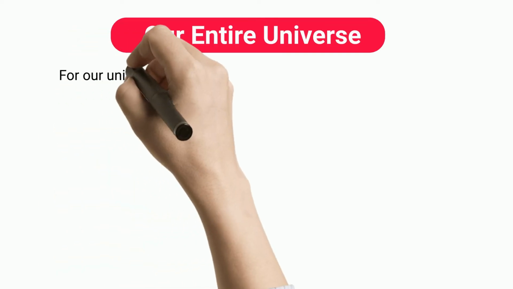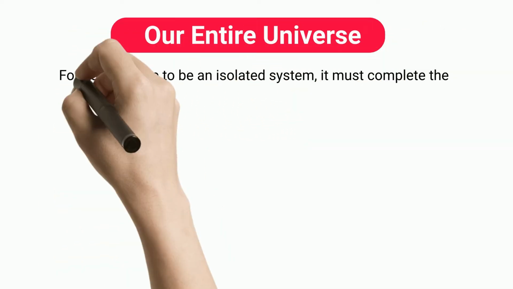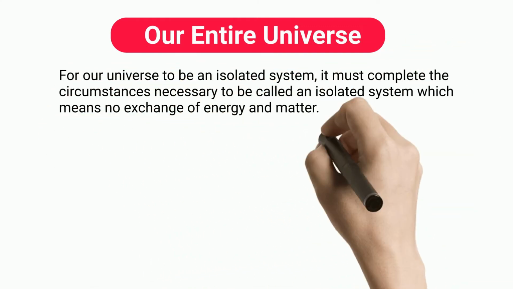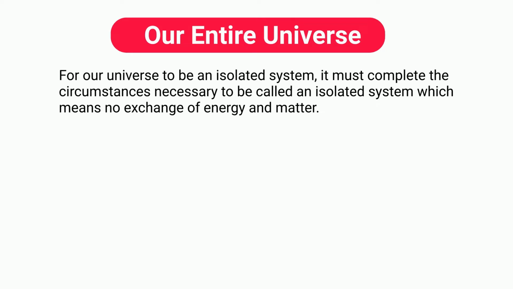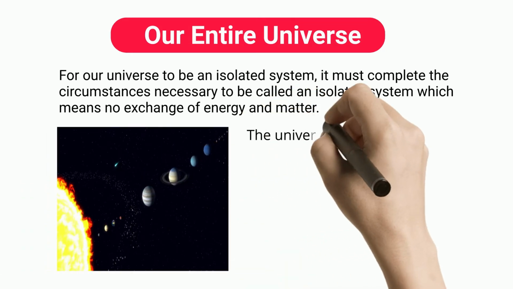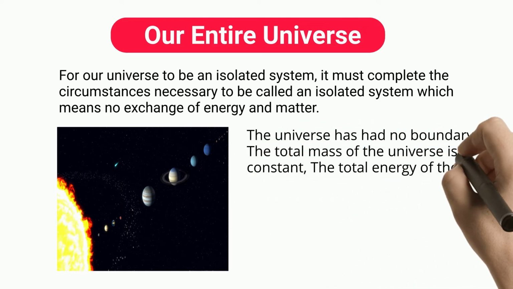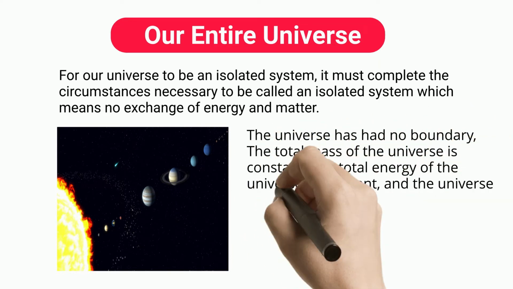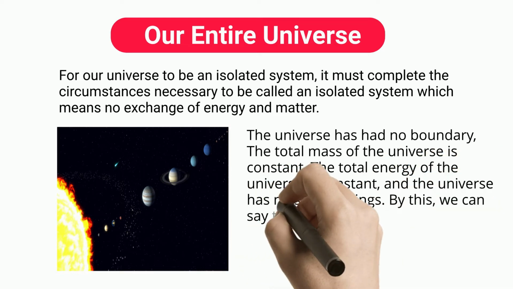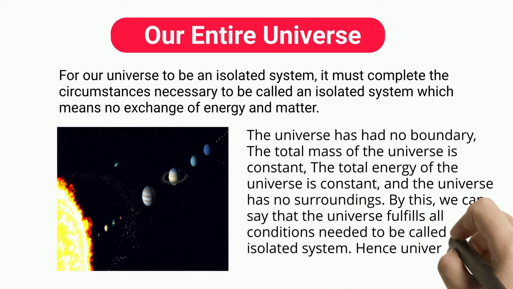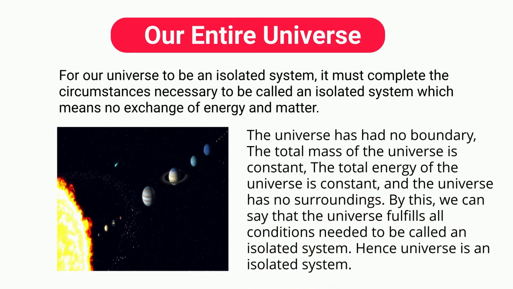Our entire universe. For our universe to be called an isolated system, it must satisfy the conditions necessary, which means no exchange of energy and matter. The universe has no boundary, the total mass of the universe is constant, the total energy of the universe is constant, and the universe has no surroundings. By this, we can say that the universe fulfills all conditions needed to be called an isolated system. Hence, the universe is an isolated system.